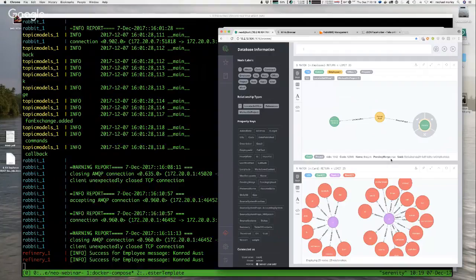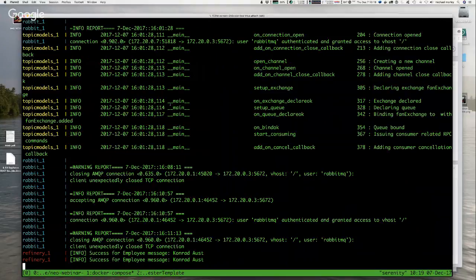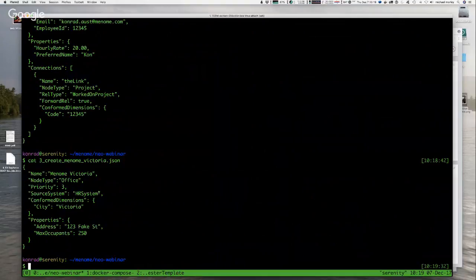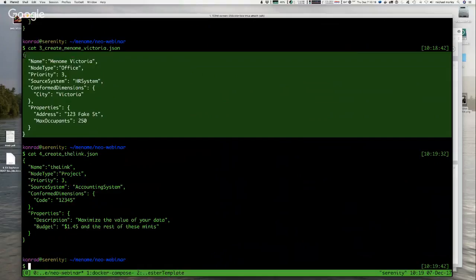So if we go back here, we have another message for merging in data for the office node that's part of our HR system, and one for merging in the project node that's part of our accounting system. And we can actually bomb both of these in.